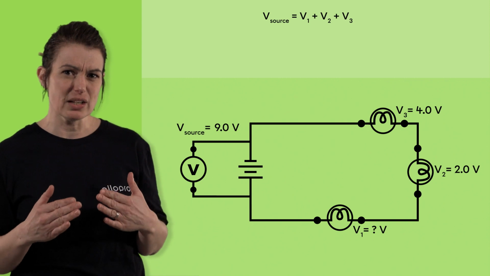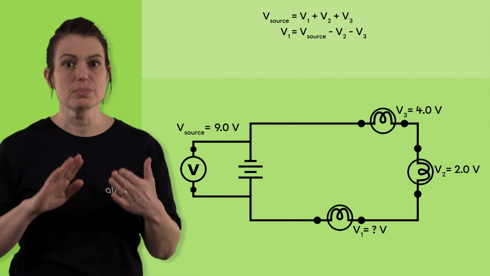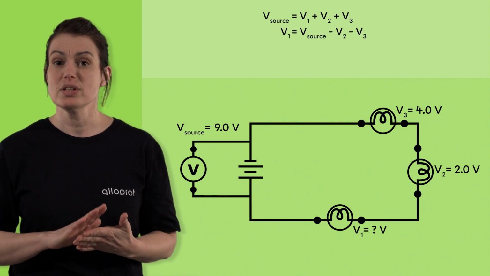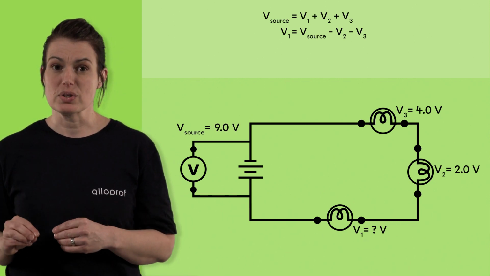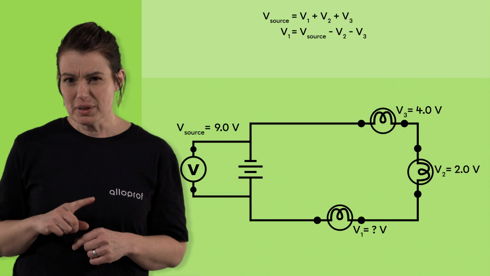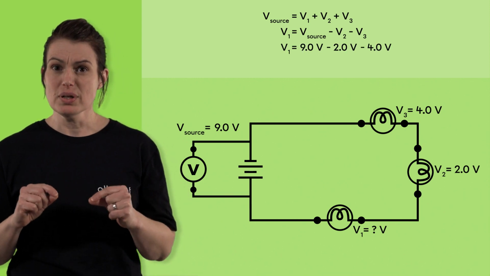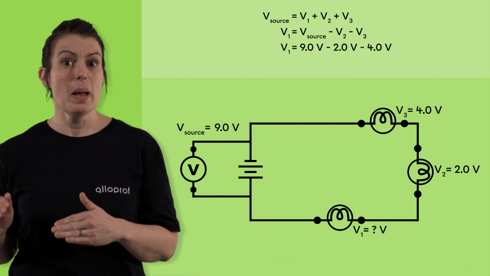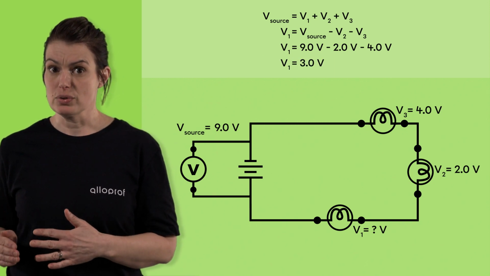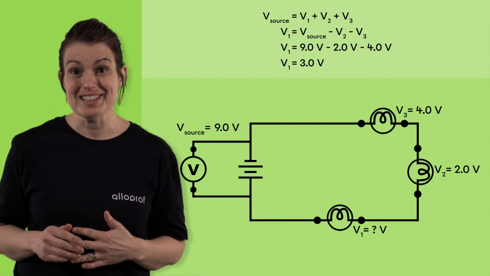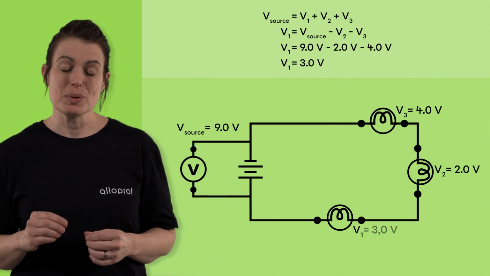According to Kirchhoff's second law, V1 plus V2 plus V3 is equal to 9.0 volts, which is the potential difference at the terminals of the power source. The formula to find V1 is 9.0 minus 2.0 minus 4.0 volts, which equals 3.0 volts. The potential difference at the terminals of bulb 1 is 3.0 volts.